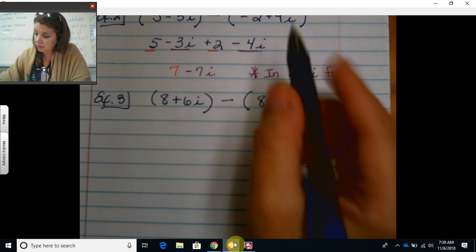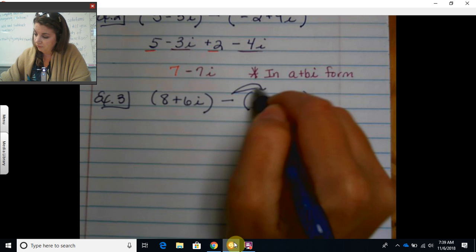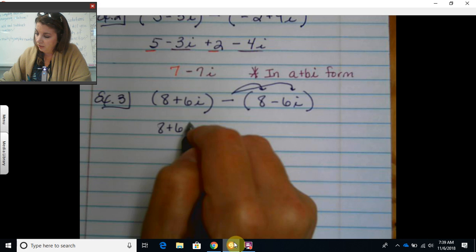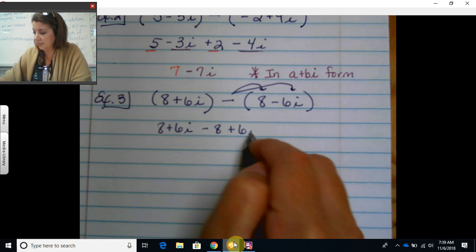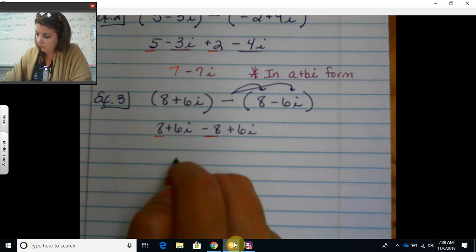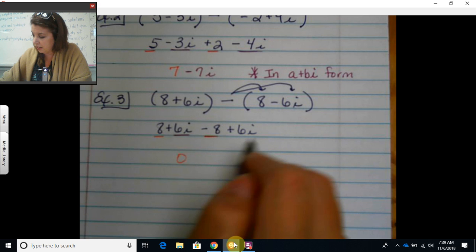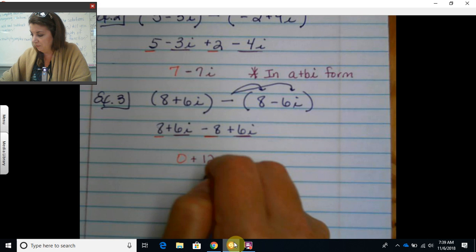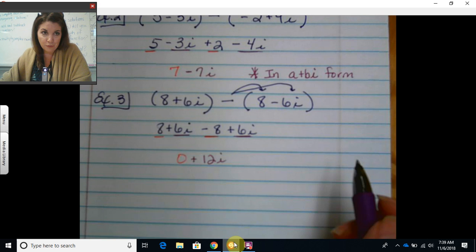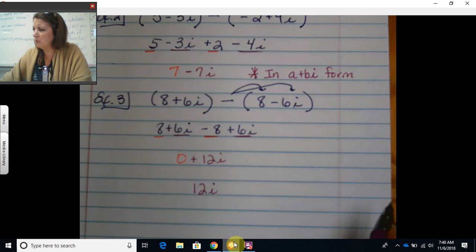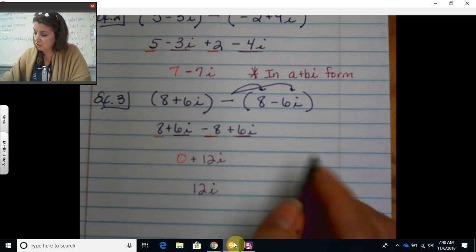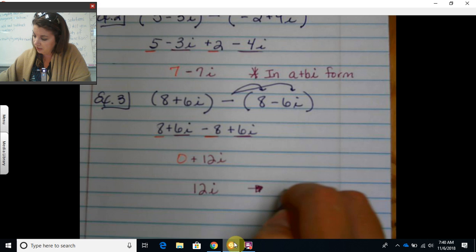So when I distribute the negative, I have 8 plus 6i. Negative times positive 8 is negative 8. Negative times negative 6i is positive 6i. So my real parts, 8 minus 8 is 0. And positive 6i plus 6i is plus 12i, right? So we wouldn't write the plus 0 plus 12i, so our answer is just 12i. And that's what I got too. So what did we say on the previous page? If your a is 0, what's it called? Pure imaginary number. So this would be an example of a pure imaginary number.